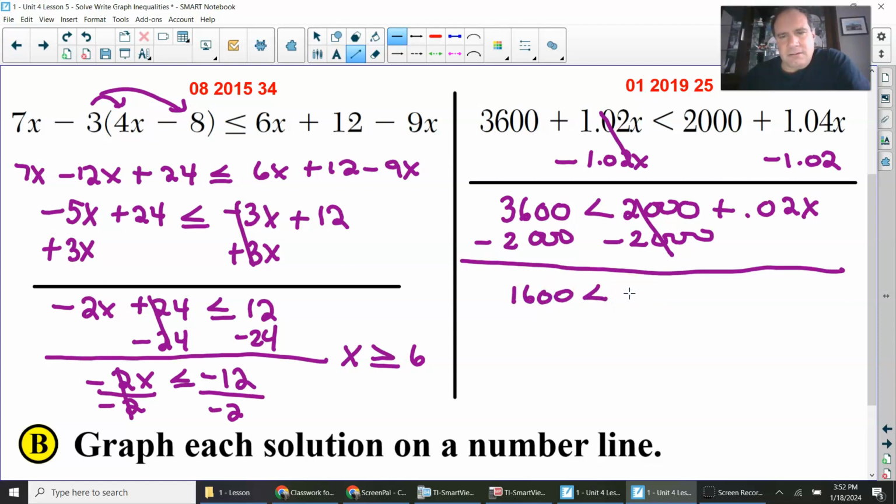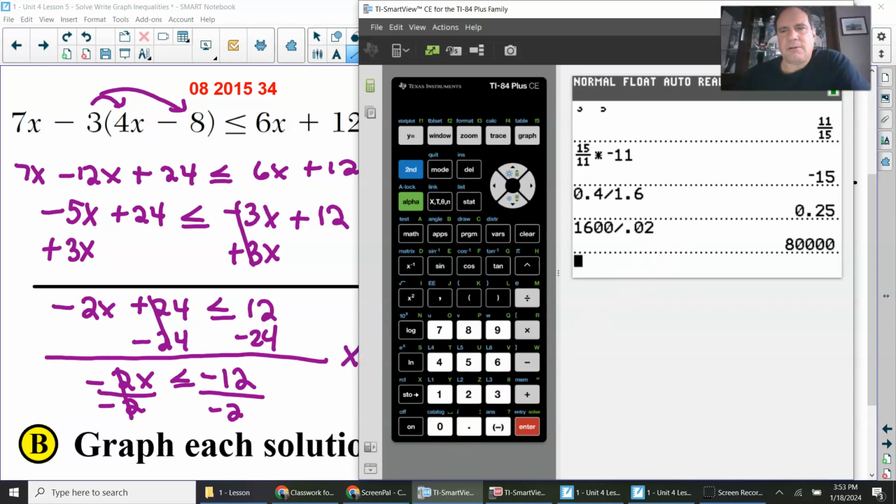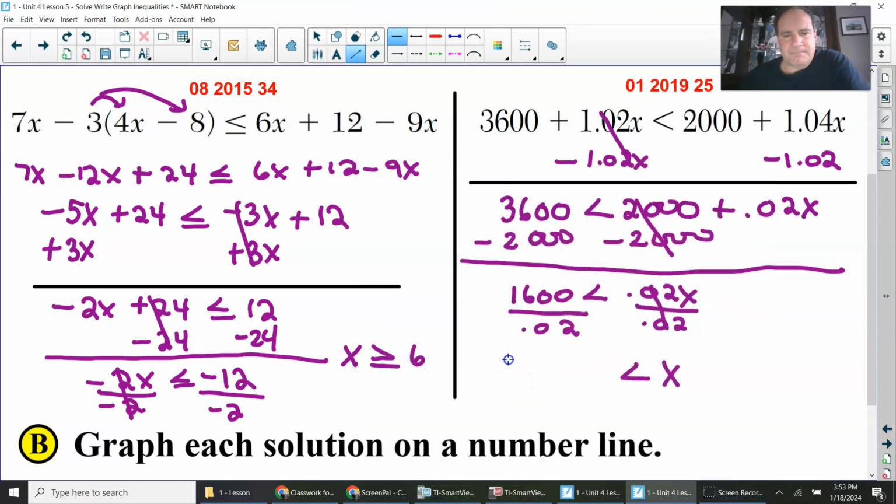is less than 0.02x. I'm going to divide by 0.02, divide by 0.02. This cancels. X comes down. I'm going to keep the inequality symbol the way it is. I'm going to grab my calculator. I'm going to go 1,600 divided by 0.02. And I am going to get 80,000. Put the comma in. X is greater than 80,000.